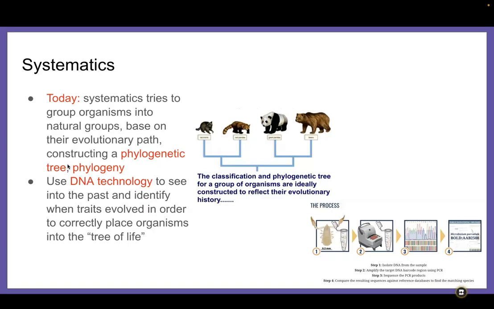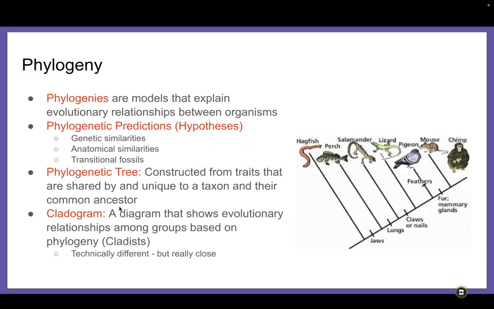Now we can use DNA technology to see into the past and help identify how some traits have probably evolved over time and place them correctly into this idea of the tree of life, right? How does everything sort of relate to each other? For a long time, we didn't have this DNA evidence, and instead we used analogous and homologous structures to make guesses about how they were put together, and even fossils, right? Where do we find these fossils? When? How do they maybe relate to each other?